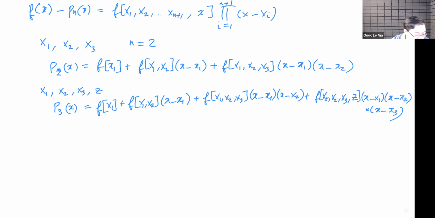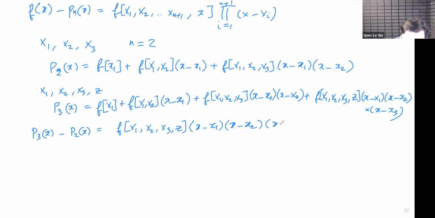So what if I take the difference, P3(x) minus P2(x)? The common terms will all go away. What you have left is just the last one: f[x1, x2, x3, z] times (x minus x1)(x minus x2)(x minus x3). So far, so good, right?